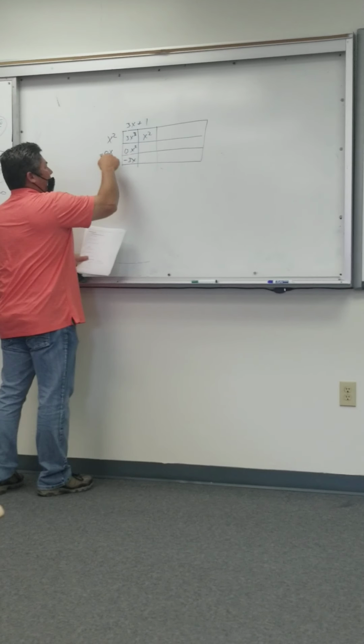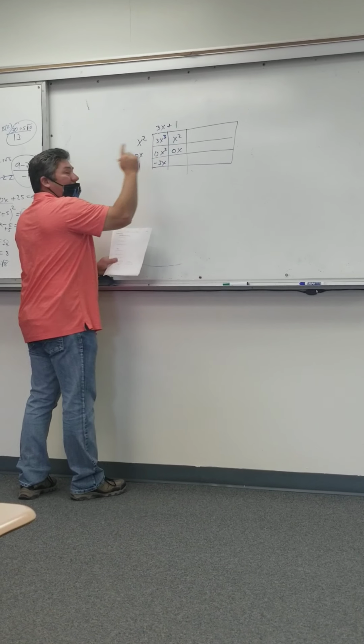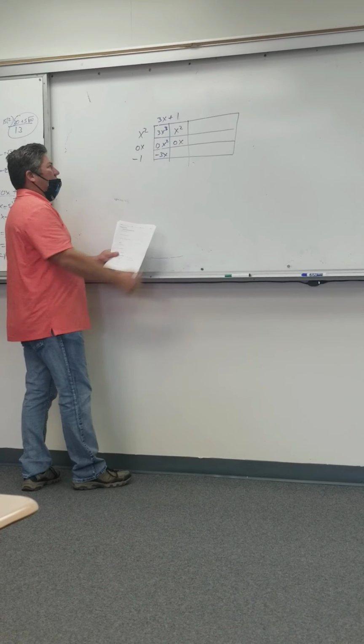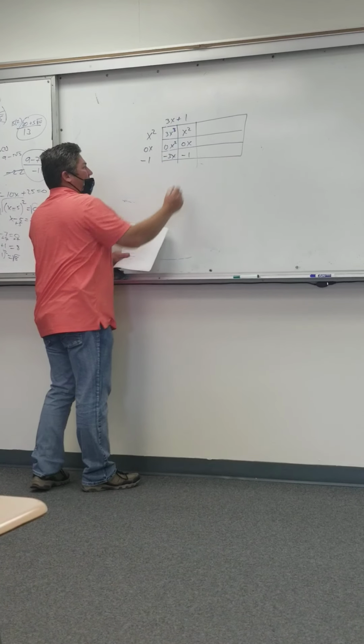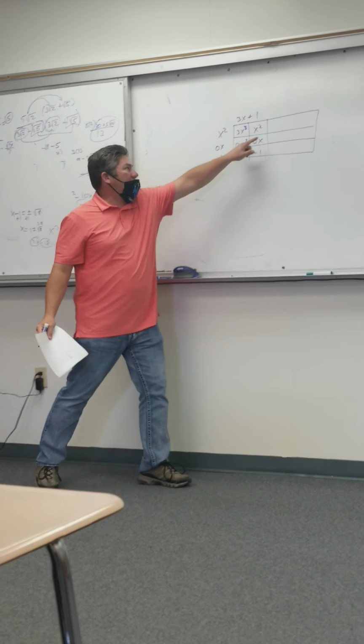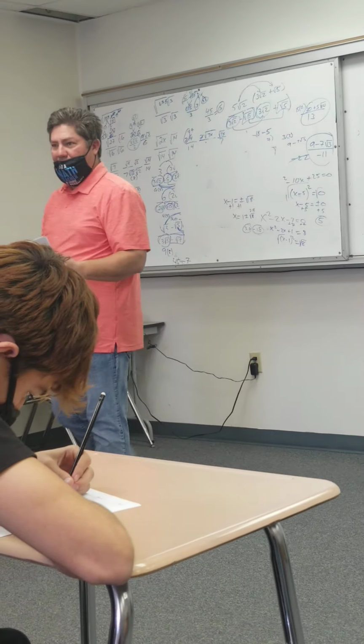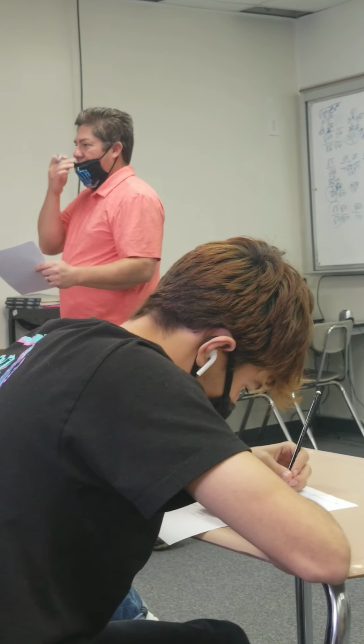So I just do 1 times this. This is 0x. Again, don't forget to put the 0x part in as you go. 1 times negative 1 is negative 1, okay? Now I look at the x values. Look at the problem. Okay, you've got to look at the problem while you do this, okay?